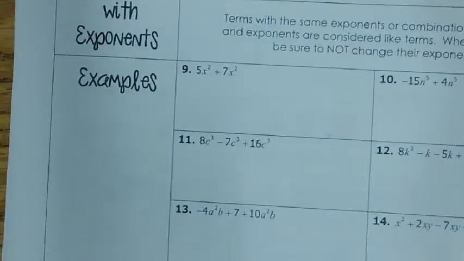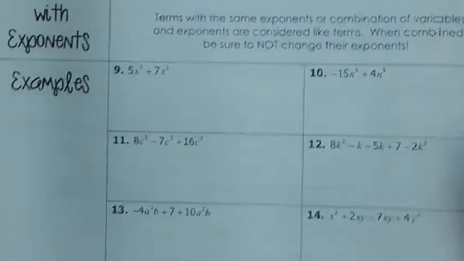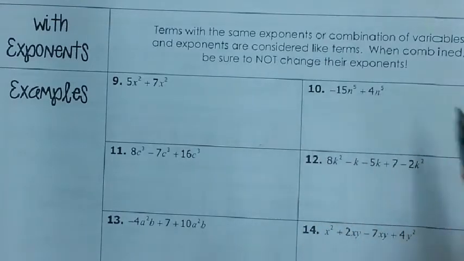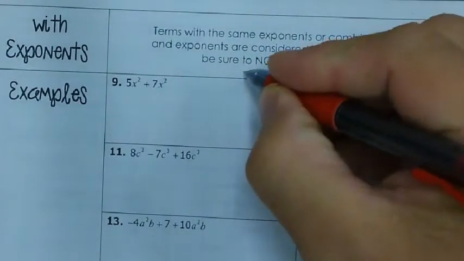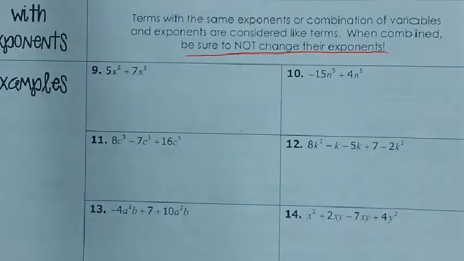Well, actually, let's first try it with exponents. I'll do a couple of these with you just to make sure. Terms with the same exponents or combination of variables and exponents are considered like terms. When combined, do not change their exponents. That's big. Do not change your exponents.